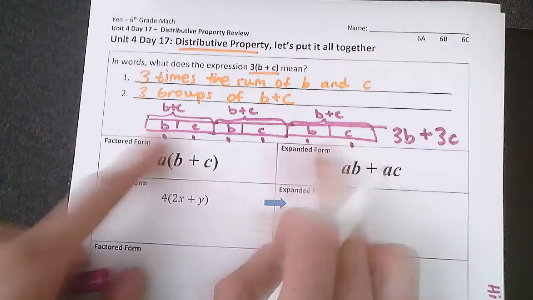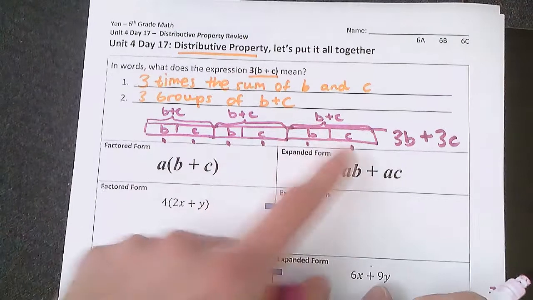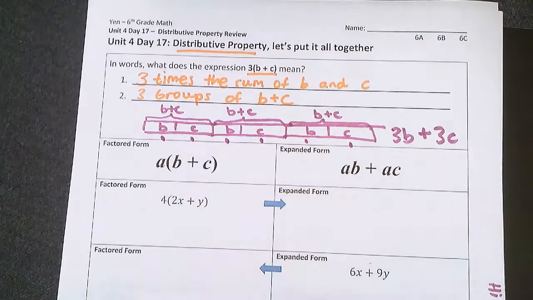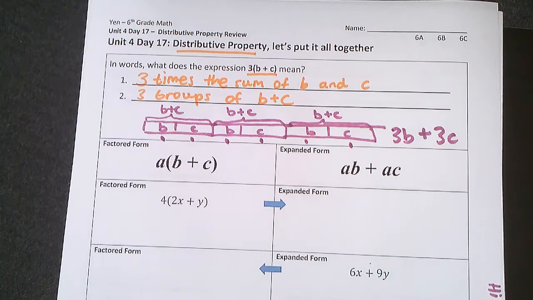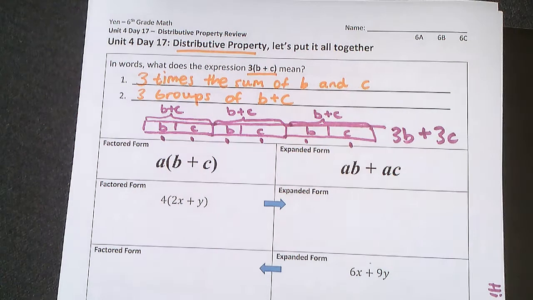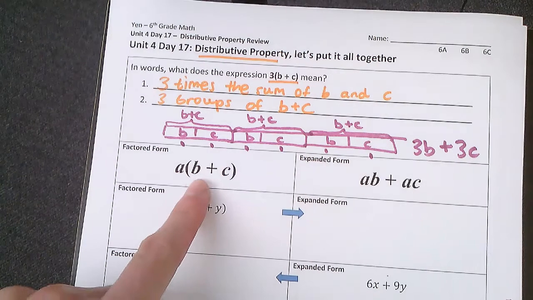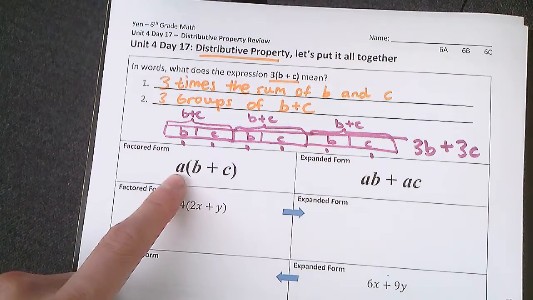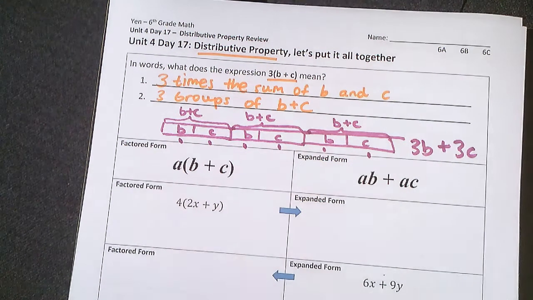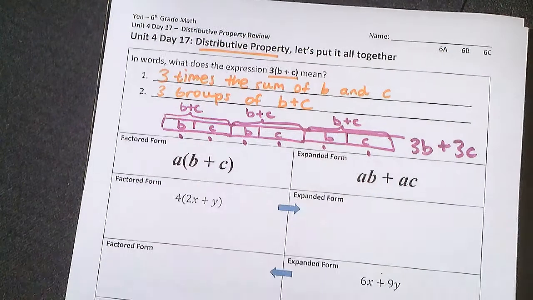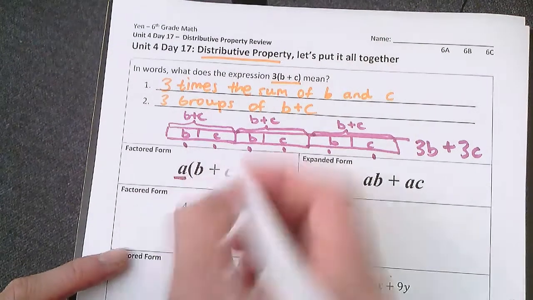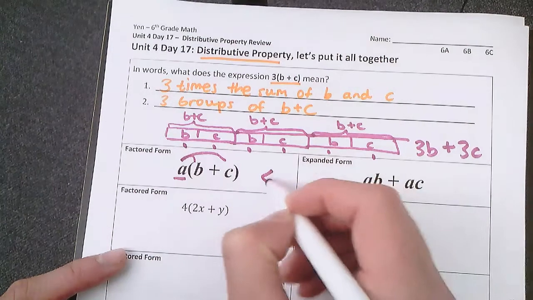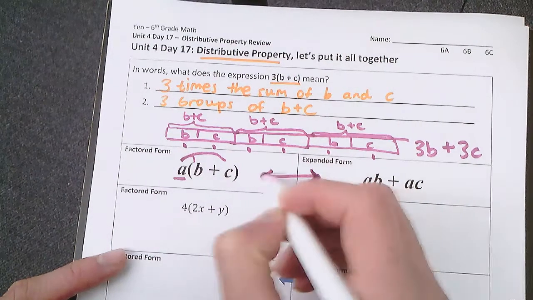So we use a model, a diagram, to figure out that 3 times b plus c is the same thing as 3b plus 3c. And we've learned that factored form is when there's a term outside the parentheses, and expanded form is when we use the distributive property to multiply the term outside the parentheses with each term inside the parentheses. And we can go back and forth between the two.